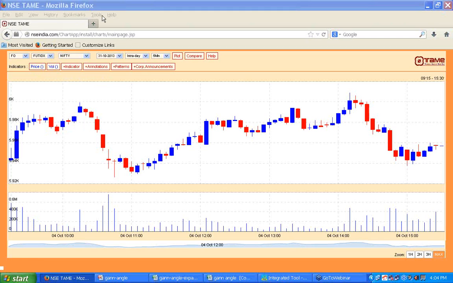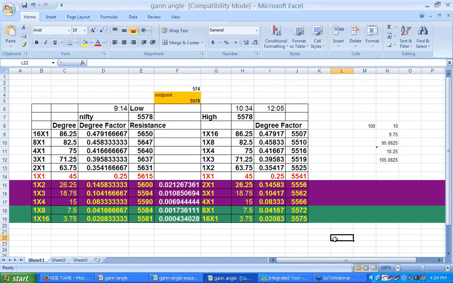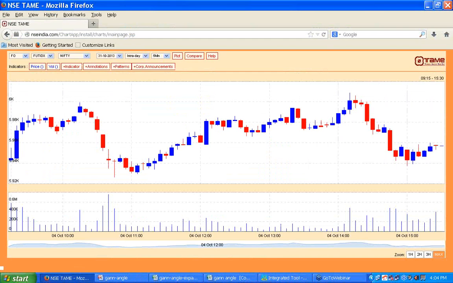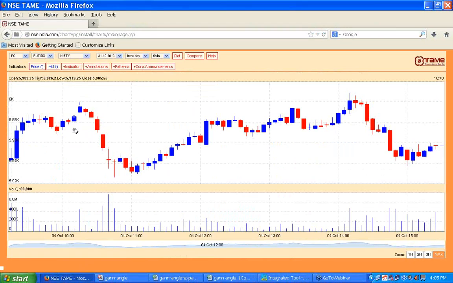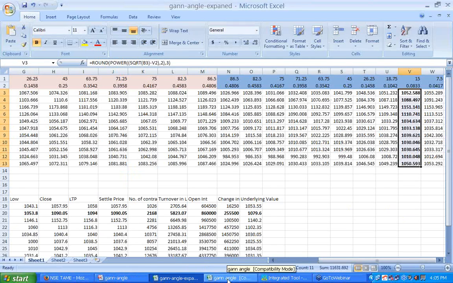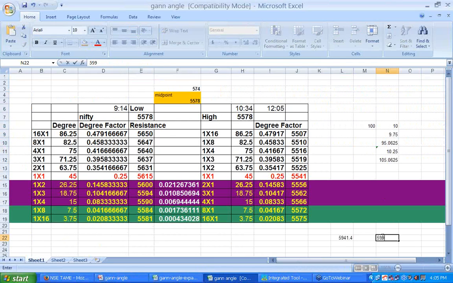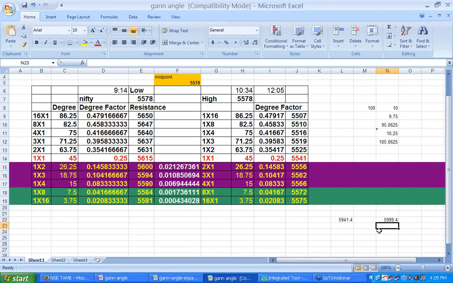I will see what is the high, low and other things it has made. At 9:15 itself it made the low of 5941.4, so record this one. During this period of 9:15 to 10:15, at 10:15 it has made a high of 5999.4, which is 0.6 points deviated from 6000. So this is the high and low for the first 1 hour of the trade.